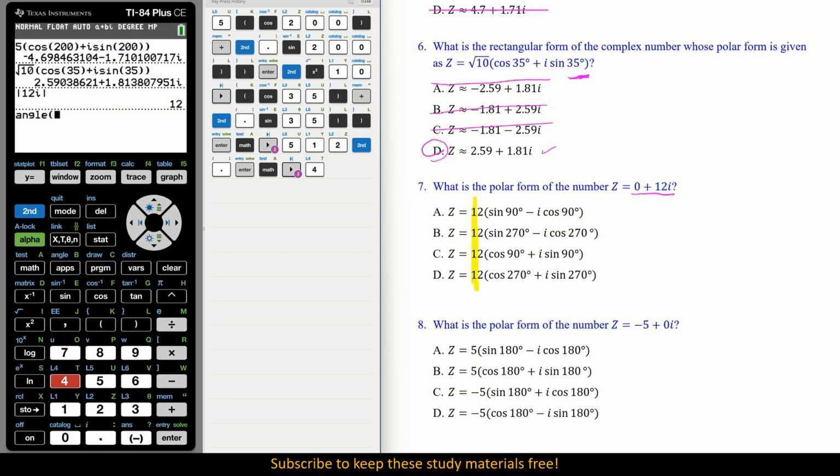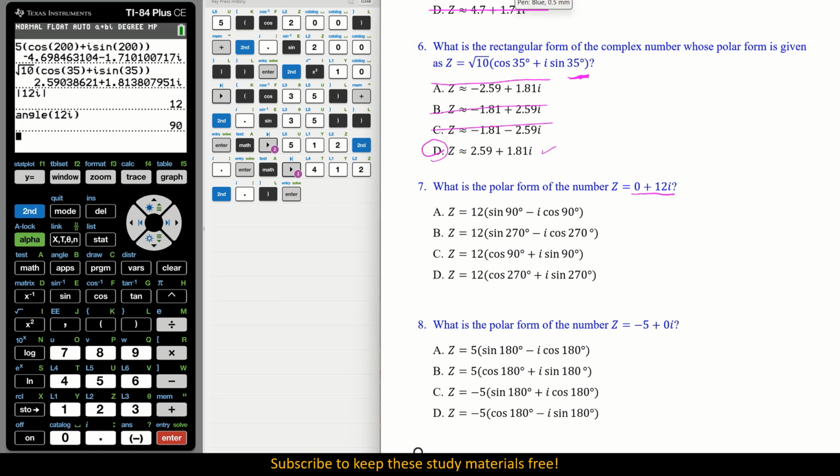And you don't have to type in the 0, obviously. So 12 second I, and close parentheses, enter: 90 degrees. Okay, so anything with 90, here, let me get rid of this. Okay, anything with 90 degrees stays, and anything not 90 degrees goes. So this goes, this goes.